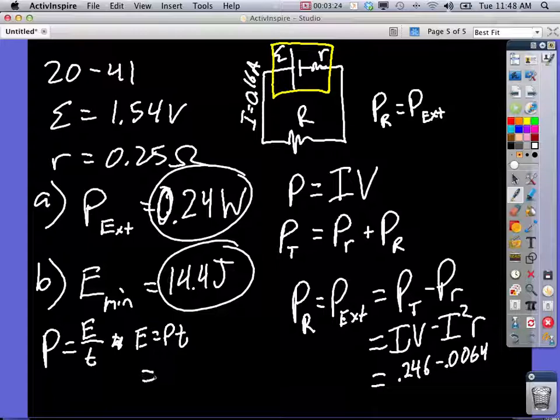So it's going to be 0.24 watts times 60 seconds, because they said in a minute, but remember, what is the fundamental unit of time in physics? It's a second.